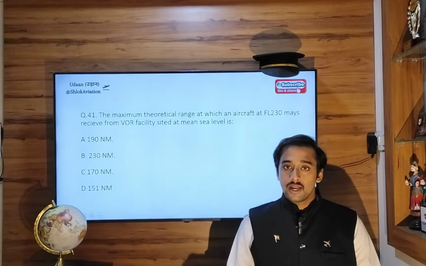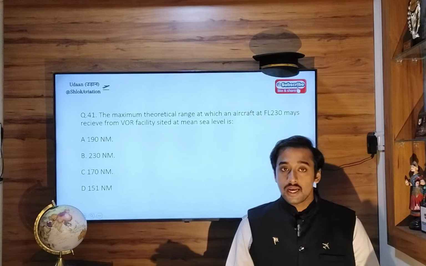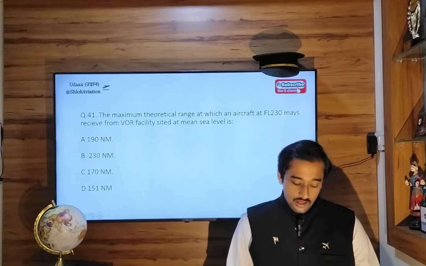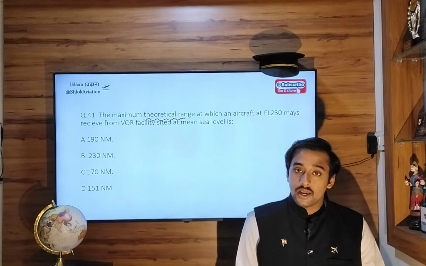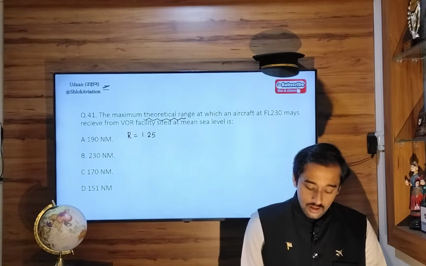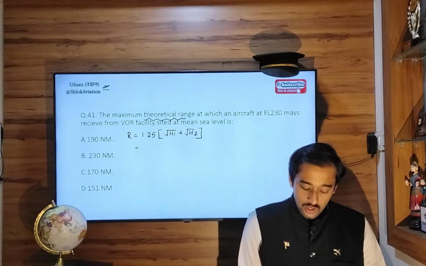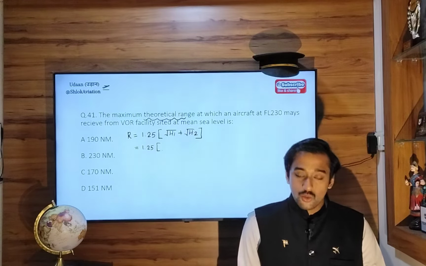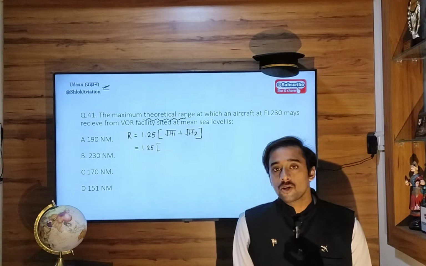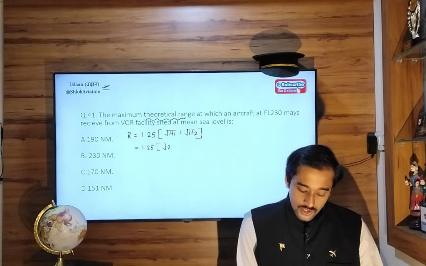The maximum theoretical range at which aircraft at flight level 230 may receive from VOR facilities sited at mean sea level. So the formula for the theoretical range is 1.25 into square root of h1 plus square root of h2. So substitute the values: 1.25 square root of h1. In place of h1, you have to put the flight level of your aircraft, which is 23,000.